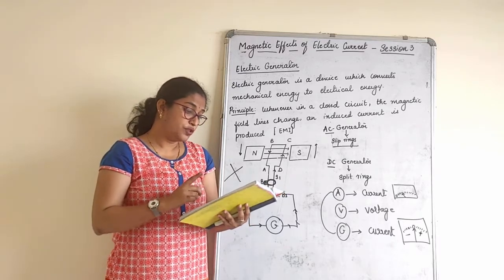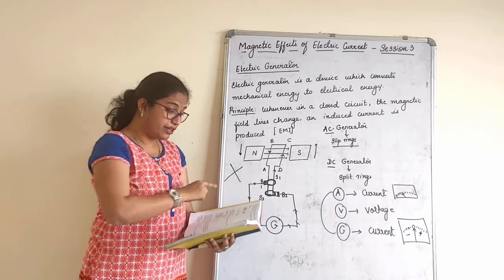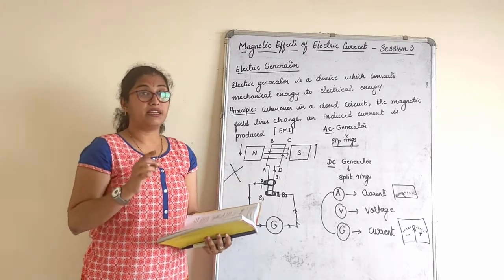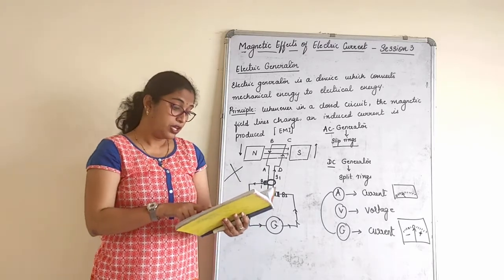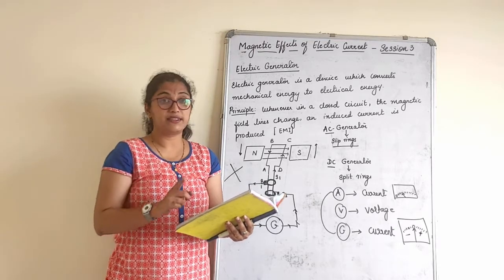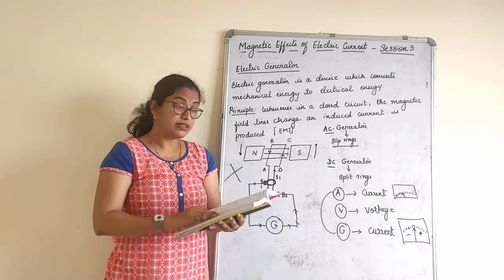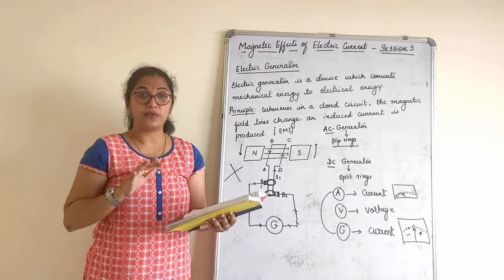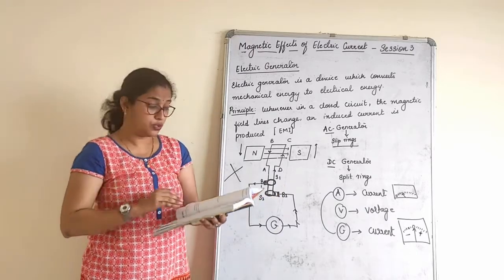The outer ends of the two brushes are connected to the galvanometer, again to show the direction of the flow of the current in a given direction in the external circuit. See, the points I have given point-wise, easy for you to remember as well as to write.